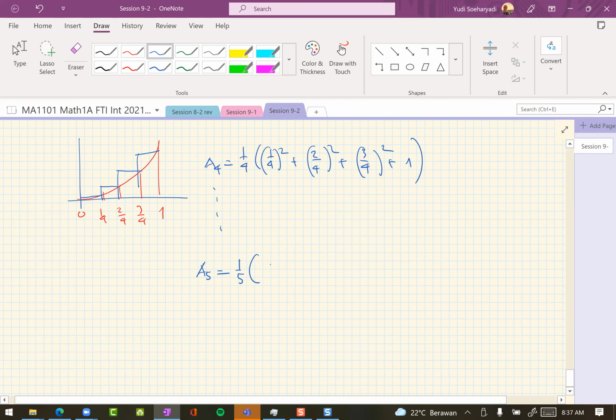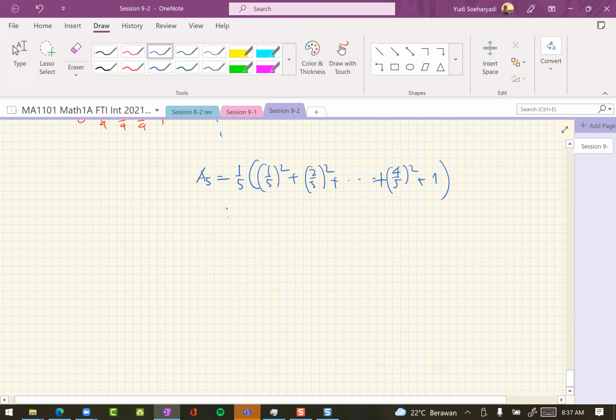So what's inside the parentheses? 1/5 squared. Next, 2/5 squared. What's almost the second last? 4/5. Yeah. And this is just 1, which is 5/5. And all right, then let's jump to An. Can you guess what An is?